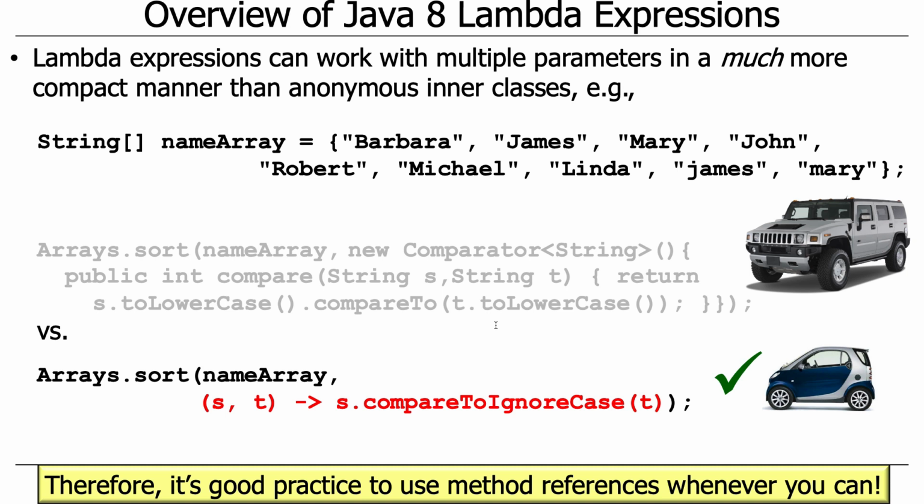So it's a good idea to use Lambda expressions wherever you can. And I'll show you soon why it's also a good idea to use method references wherever you can too. But that's the next example we'll look at when we talk about method references.